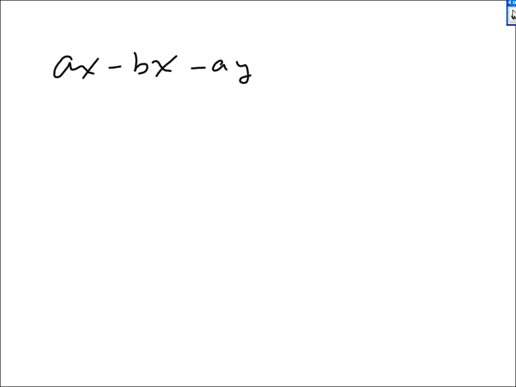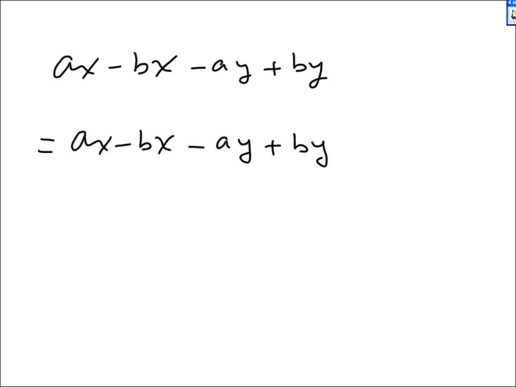Minus ay plus by. Suppose we have that. Well, this is equal to itself. This is equal to itself. Now, if we group the first two and group the second two, are these equal?